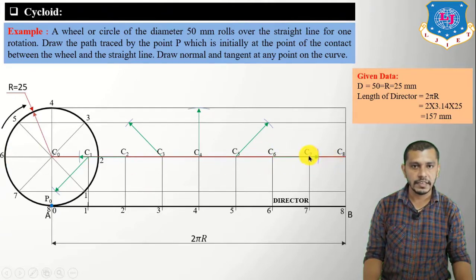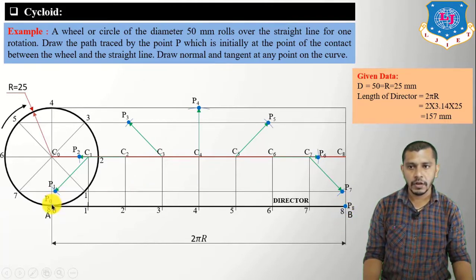Now take the center at C7, give an arc on the line passing from the seventh point of the circle over here, and from C8 as the center, give an arc over here. You will get the point at exactly 8. Now mark these points P1, P2, P3, P4, P5, P6, P7, and at 8 it will be our P8.